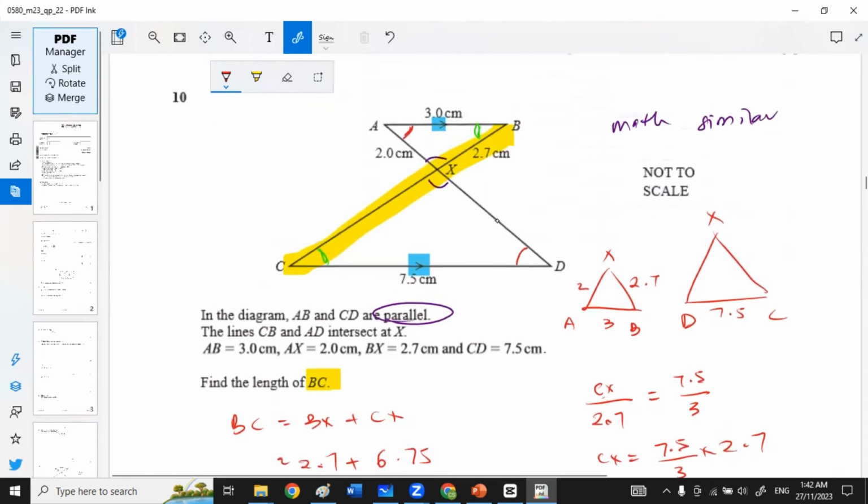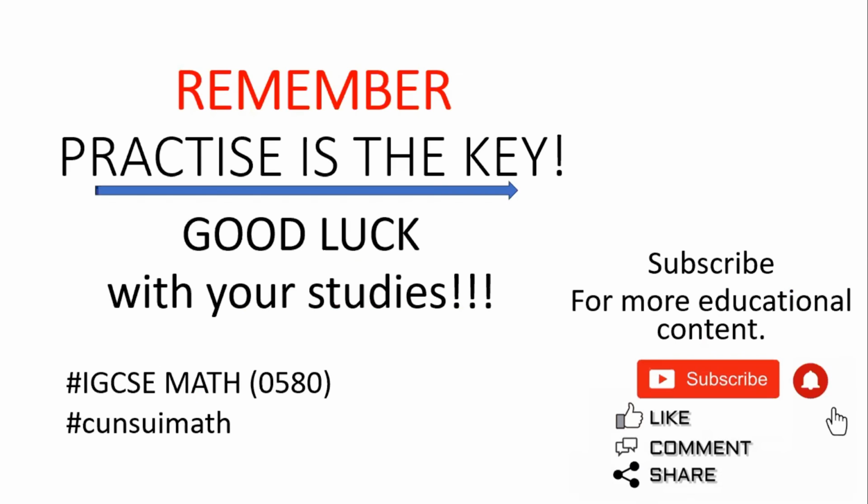So do take note, if you have parallel lines and see there are two triangles, it's very common that you have a mathematically similar question.